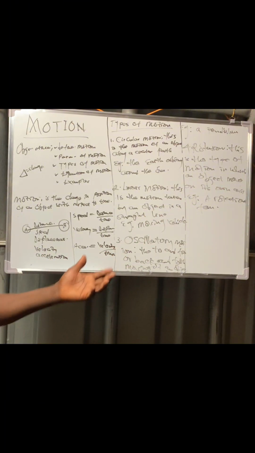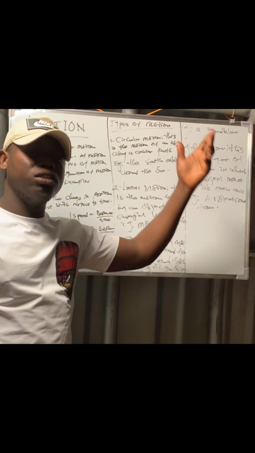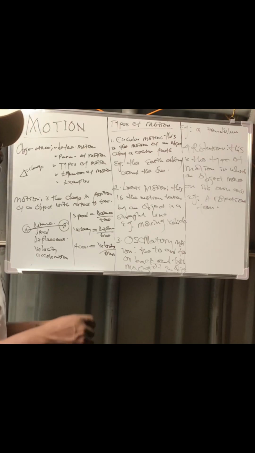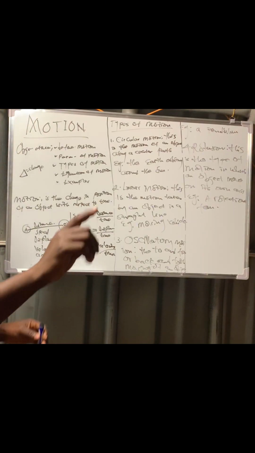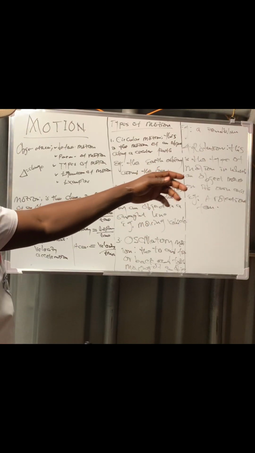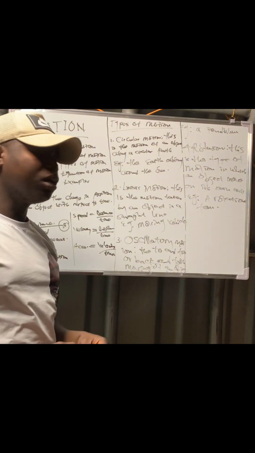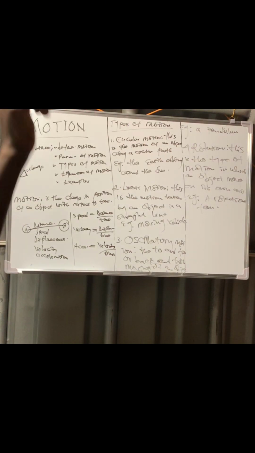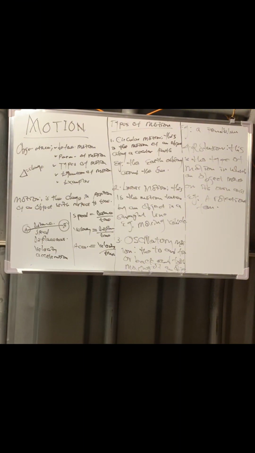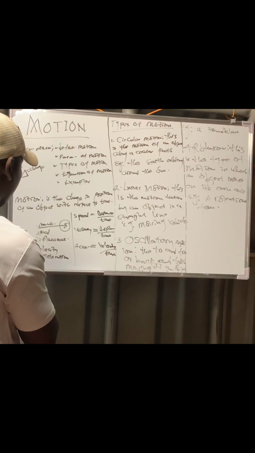Are we okay? We have rotational motion. When an object begins to spin on its axis, it's what we call rotational motion. That is why I used the ceiling fan as an example. When the fan keeps moving on its own axis, that is what we call rotational motion. Please, are we okay?